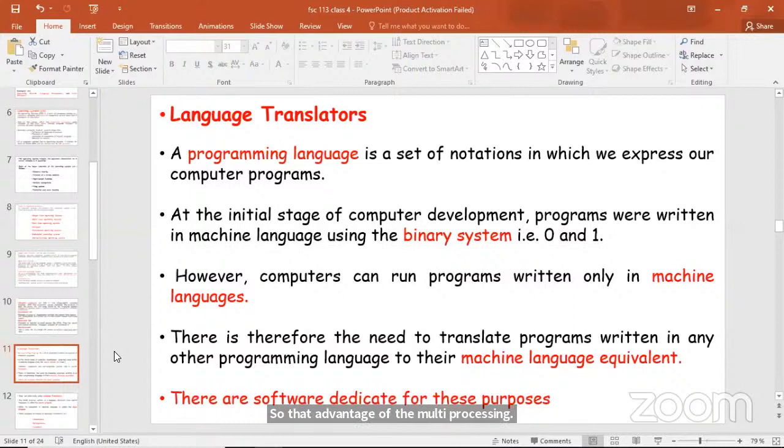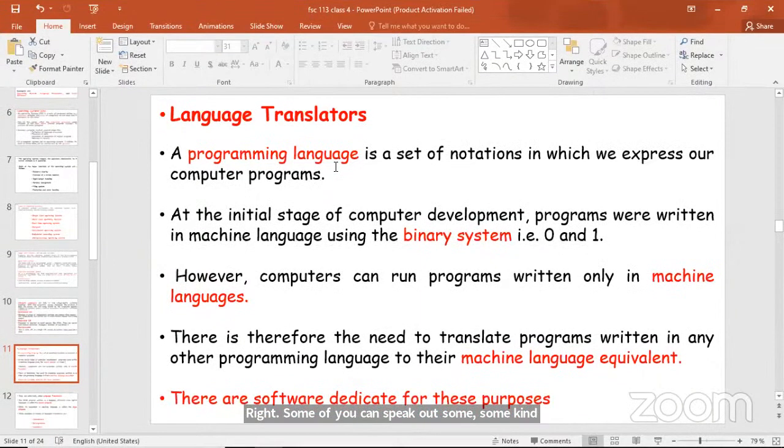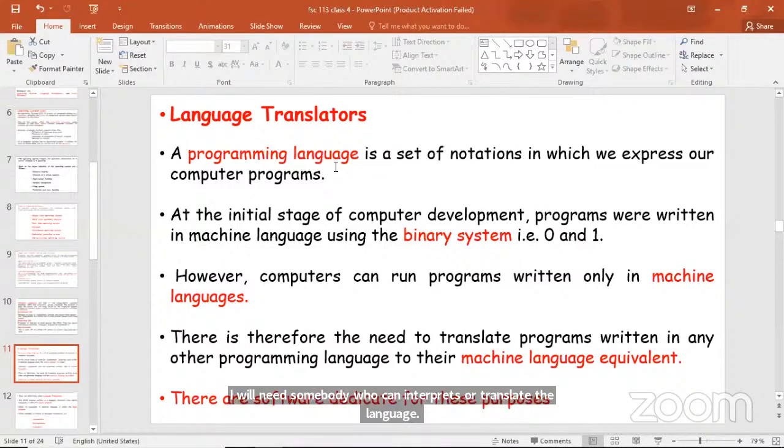So, language translators. Individually, we understand different languages, right? Some of you can speak Hausa, some Igbo, some Yoruba, some Efik, some Kanuri, Ibibio, and a host of other languages that are available. Now, imagine that I'm a Yoruba person and I travel to the north. I will need somebody who can interpret or translate the language being spoken there for me to understand.